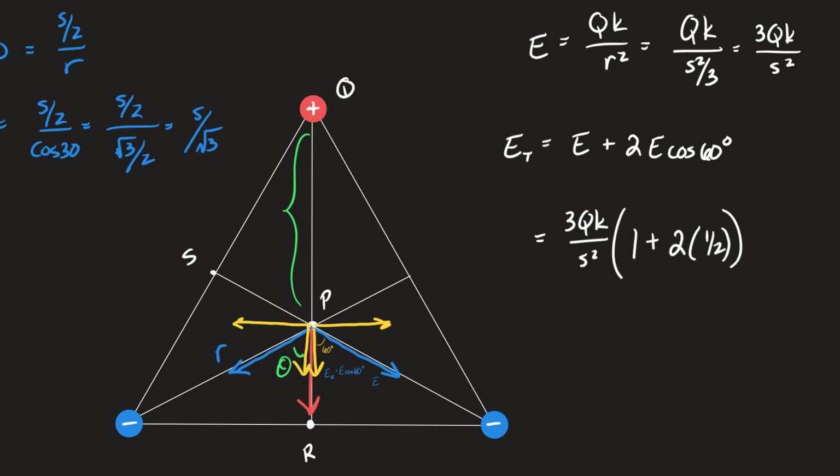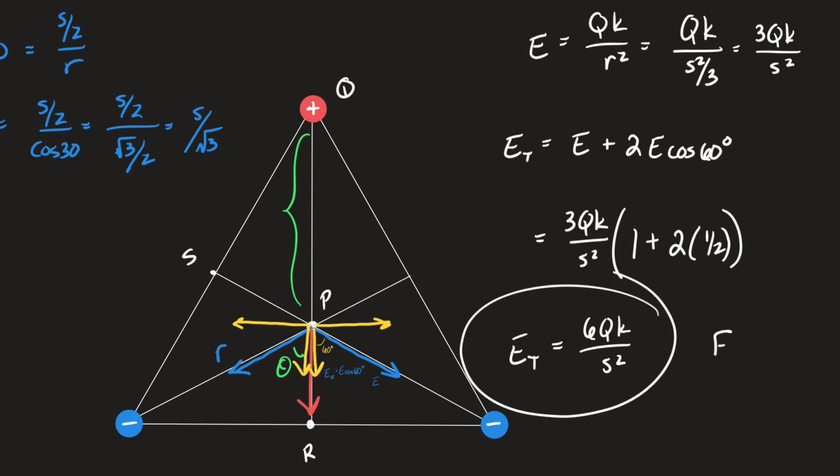And it looks like my answer is going to be 6QK over S squared, the total electric field due to the 3 point charges. If you're trying to find the force, well, force is just going to be Q times E total, so you'd have Q squared there.